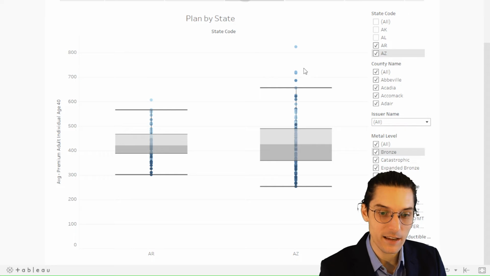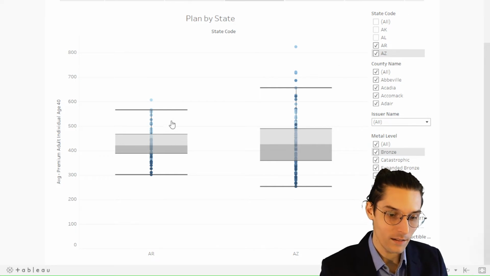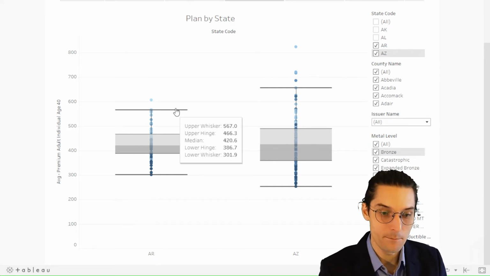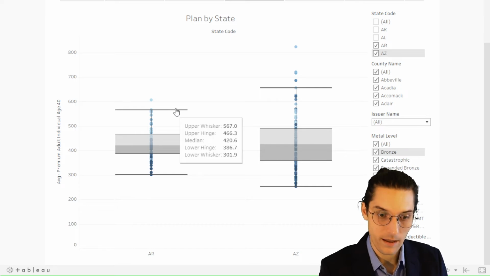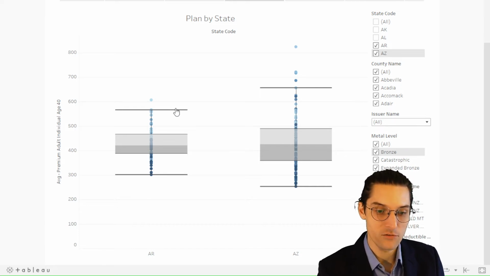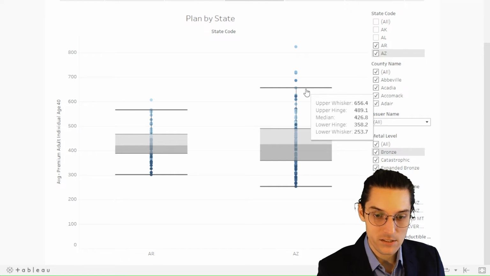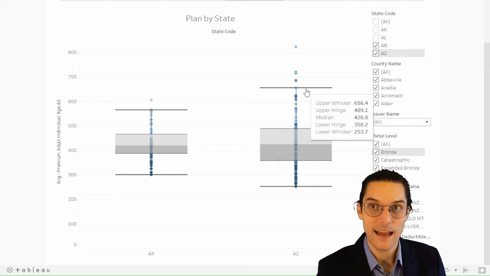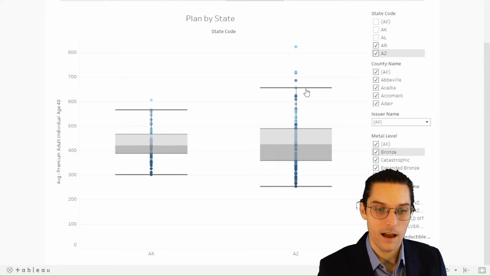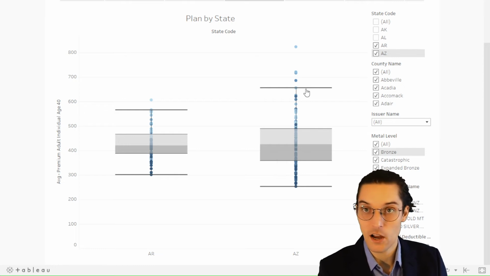And so you can take a look at these two states and say, okay, well, why do I have a more narrow range for Arkansas, where my upper whisker and lower whisker are a lot more narrow than in Arizona? And you can also say, okay, well, my median is 420, where in Arizona, my median is 426. So even though they have almost the same median, if you just looked at a stat and said, hey, the median price for this plan on a monthly basis is just $420, then you could be talking about Arizona or you could be talking about Arkansas.